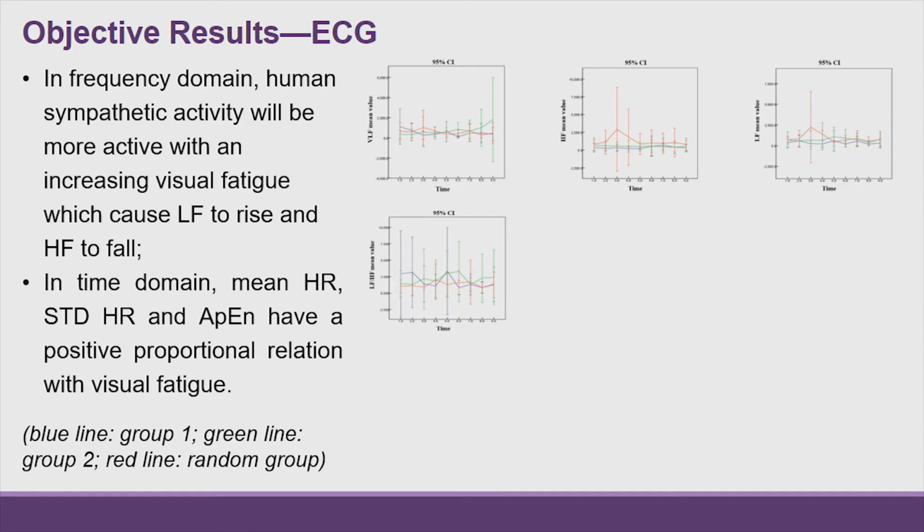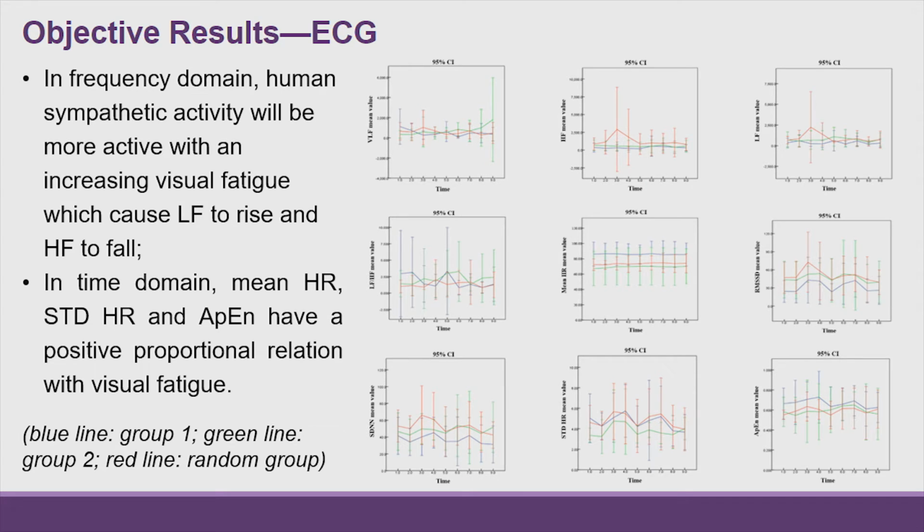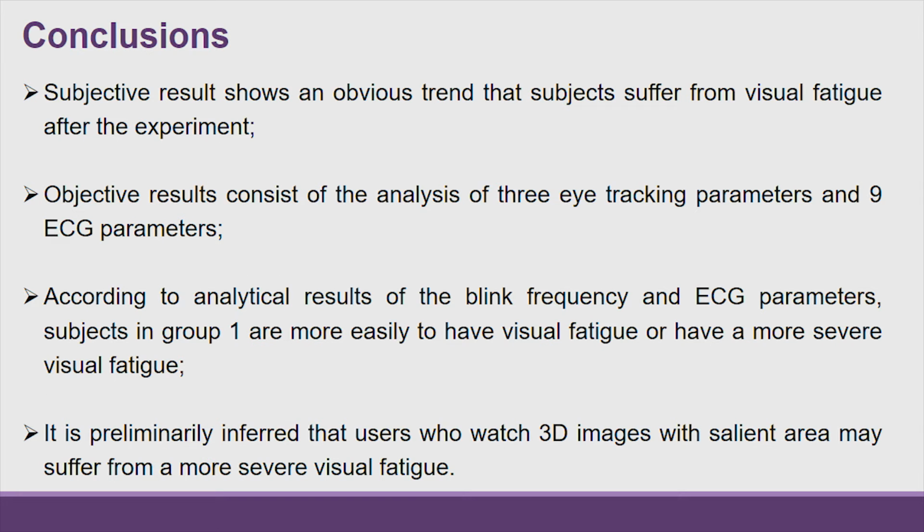In the time domain, the mean heart rate, standard deviation of heart rate, and approximate entropy have a positive proportional relation with visual fatigue. We can see in these figures that in the time domain, almost all parameters show an obvious trend that group 1's visual fatigue is more severe than other groups. So these are the results.